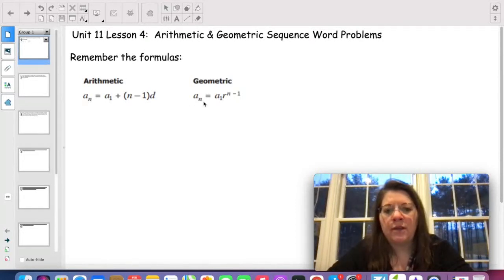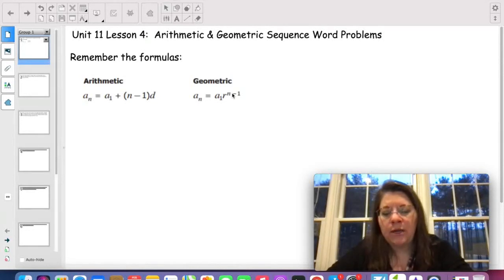For a geometric sequence, the formula is a sub n, the nth term, is equal to a sub 1, the first term, times r, the common ratio. That's what you multiply by to get to the next number. And that's to the n minus 1 power, where n is the term number that you're looking for.